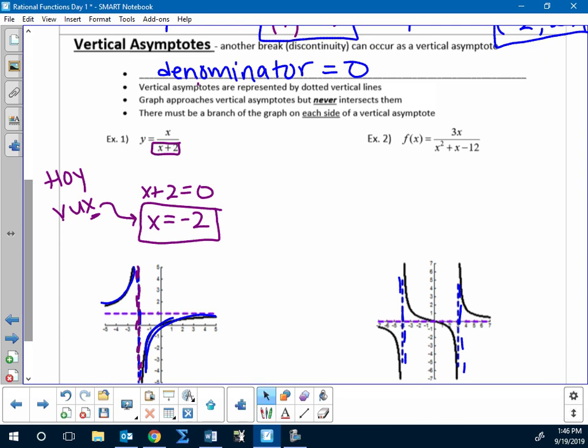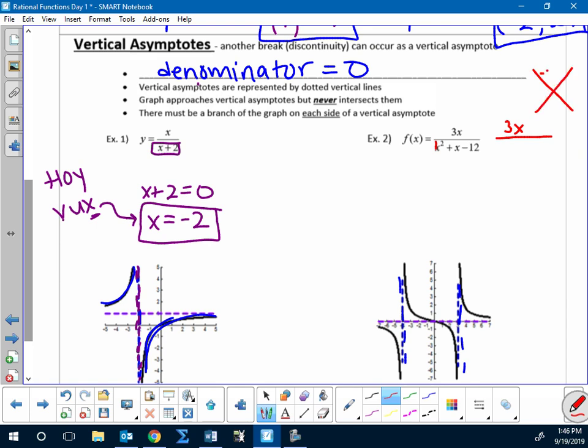We're going to do the same thing for example 2. However, this time we have to factor. So first we're going to factor. The top does not factor, so that can stay exactly the same. The bottom does factor. It has a leading coefficient of 1, so we get to do fast factor. I just need the numbers that multiply to -12 and add to 1.